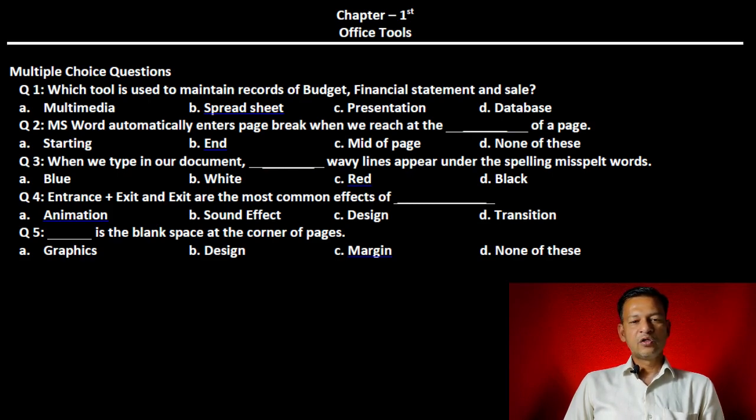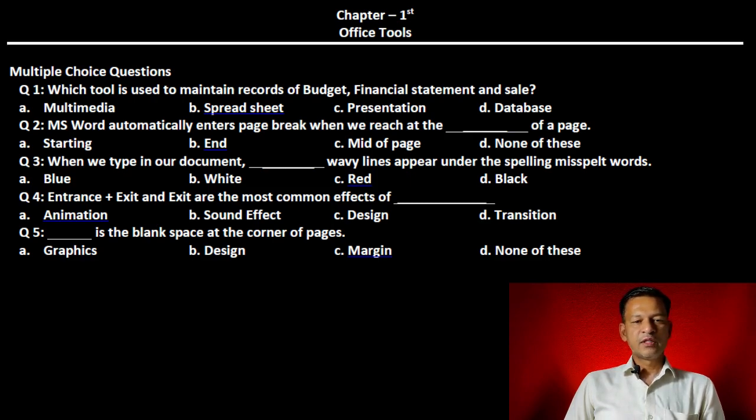Third question, when we type in our document, a dash wavy line appears under the misspelled word. Our options: A, blue, B, white, C, red, and D, black. As we know, a red wavy line appears. So our right answer is C, red.